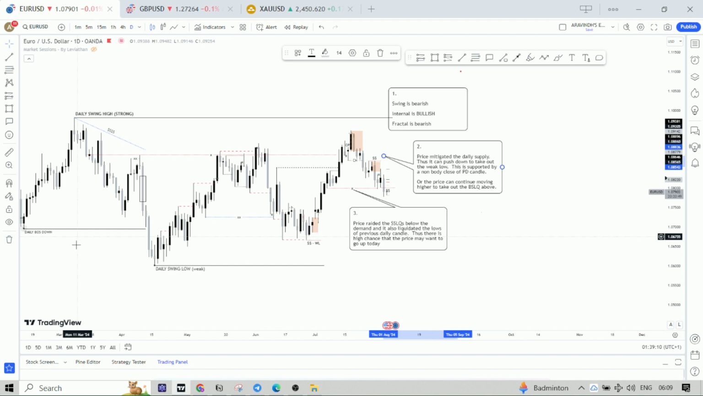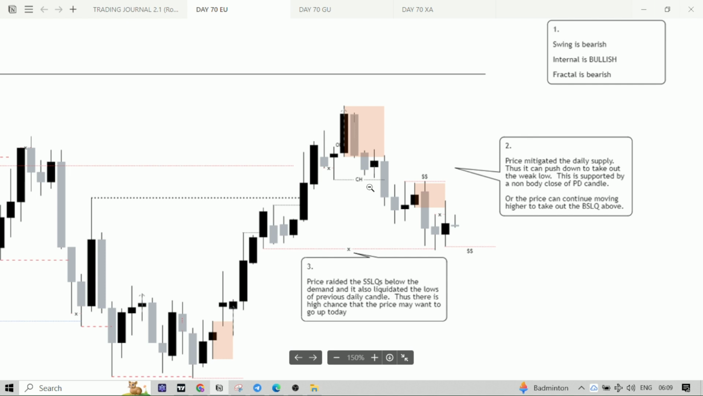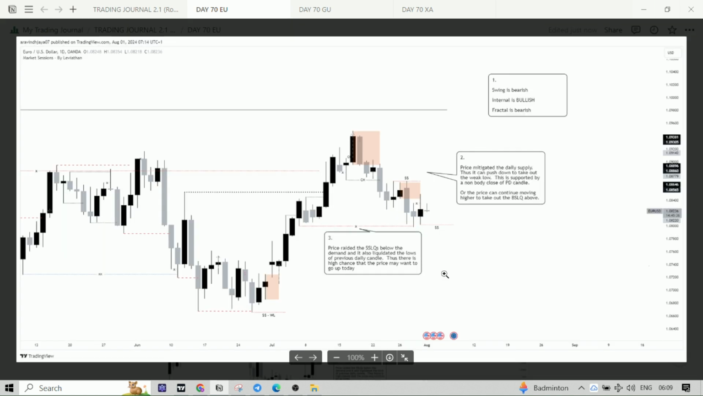This is the strong swing high, weak swing low, and the internal is actually bullish. Price took out some liquidity here and then made a CHoCH bearish, and this order flow keeps on continuing. So what I'm expecting is price to continue this order flow and take out this strong internal low, so that it can ultimately take out the weak daily swing low. So I'm expecting this order flow to continue.